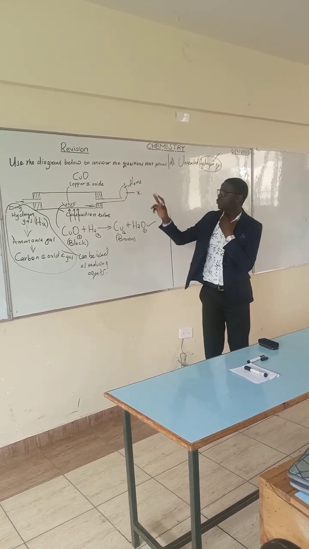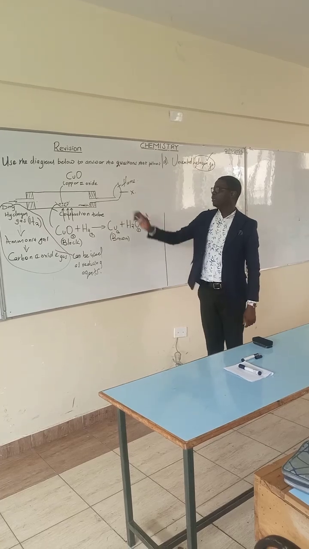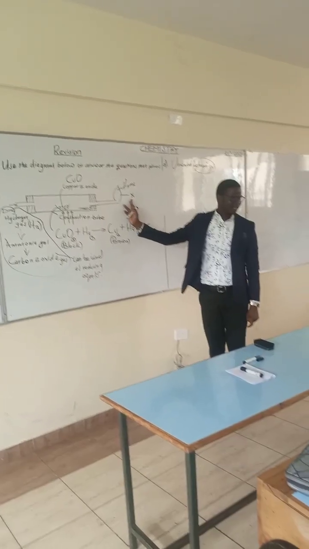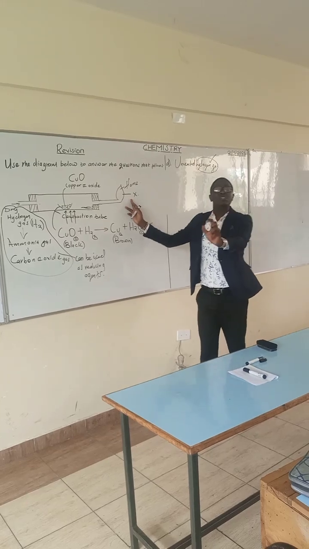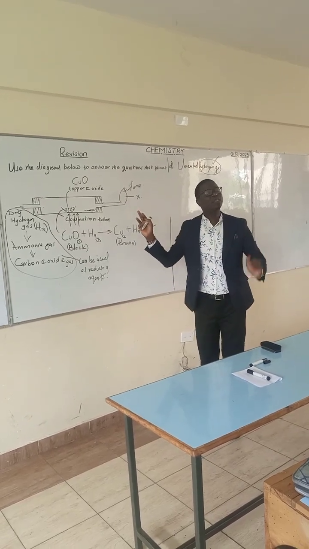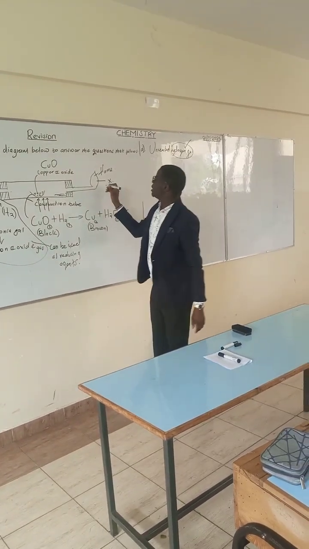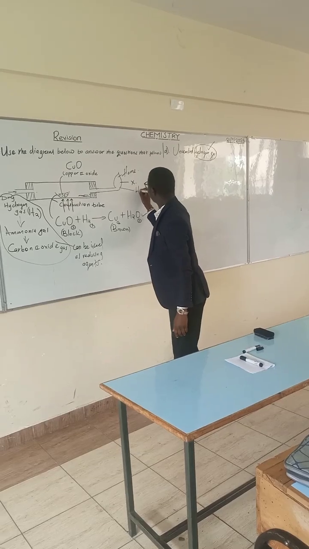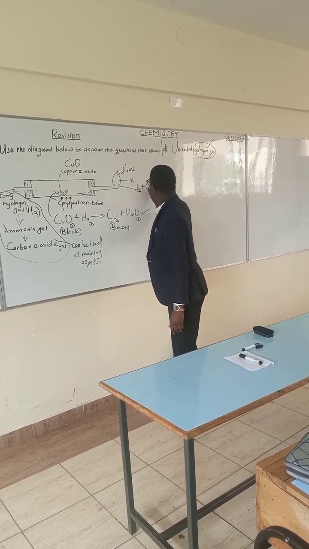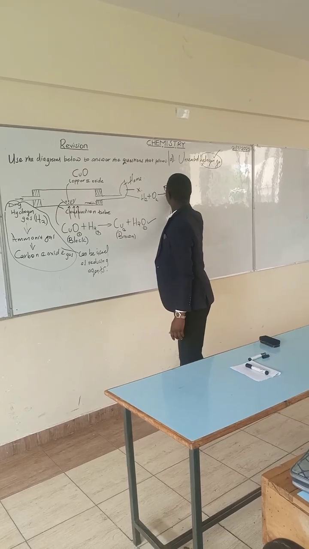Boys, let us look here. We have seen what is being burned at point X, hydrogen gas. So if they ask you to write an equation, always write your equation using chemical symbols, chemical formulas. So if hydrogen is being burnt here, this hydrogen is burning in oxygen to form what is called water.